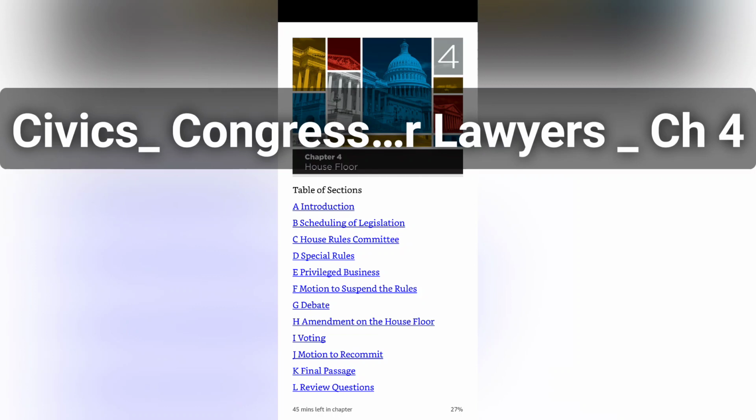Motions to discharge, see Chapter 3, Section G, may be called up on the House floor as a privileged matter by any member who signed the discharge petition. This may be done only on the second and fourth Monday of each month.